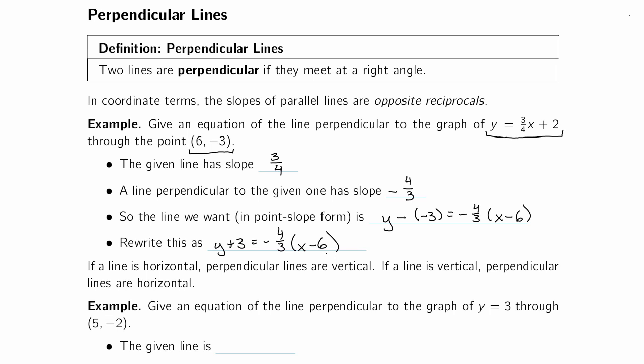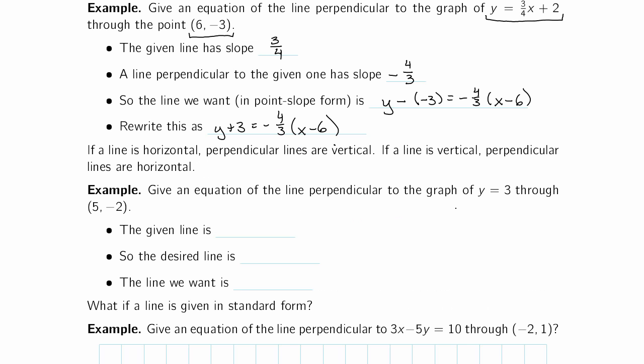Now, if our lines are horizontal or vertical, again, the perpendicular line is easier. If the line is horizontal, perpendicular lines are vertical. If the line is vertical, perpendicular lines are horizontal. So if we want to give a line perpendicular to the graph of y equals 3, well, y equals a number is a horizontal line, which means a line perpendicular to that will be vertical.